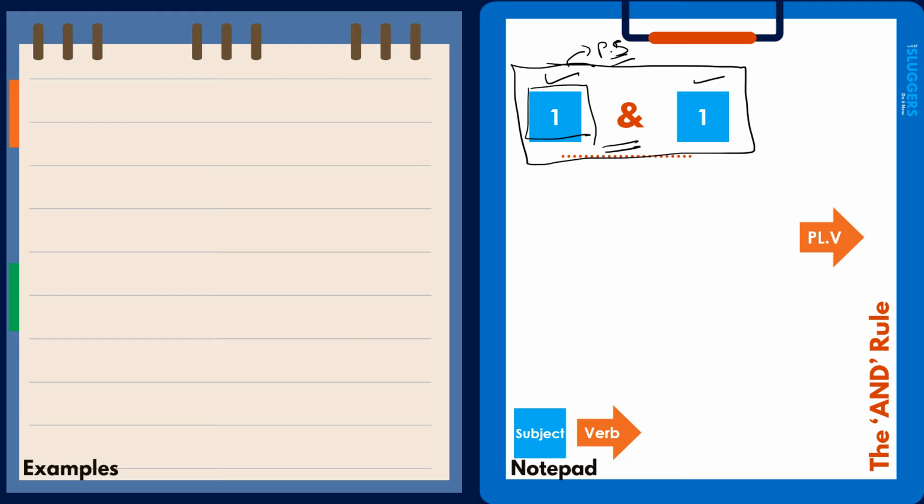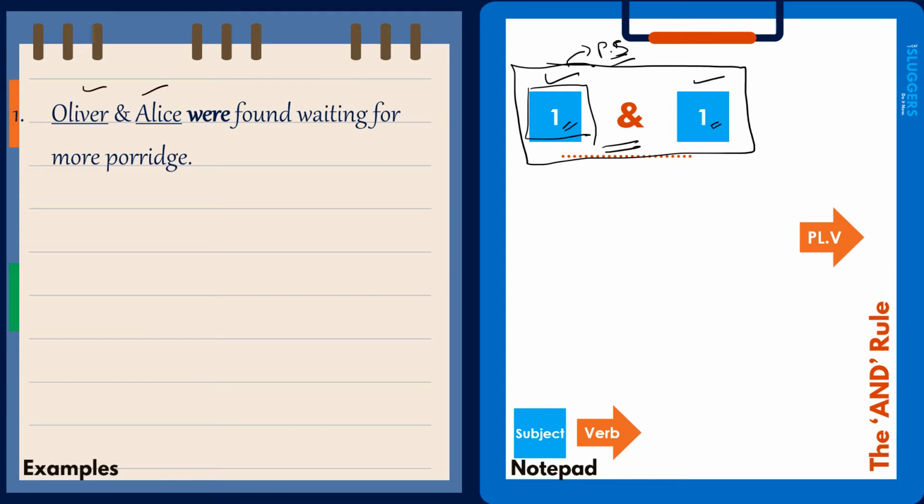Okay. By the way, guys, this is the symbology that we're using here. The squares stand for subjects, and the arrows stand for verbs. Okay, and then one here represents a singular subject, right? Okay, let's look at an example now. When you say "Oliver and Alice were found waiting for more porridge", Oliver and Alice, both of them at once, are the subject, right? And hence, there's two of them, so you'll consider it to be a plural subject, and hence you'll go for "were found waiting for more porridge".